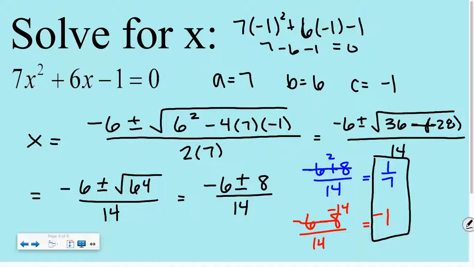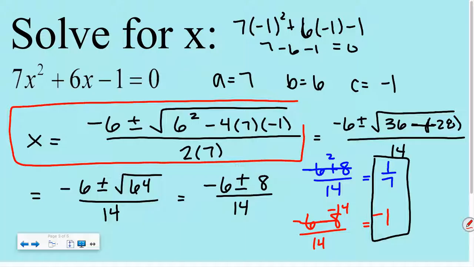The work I want to see: you've got to show me the A, B, and C that you plug in. I want to see that step. And I want to see this step, what it looks like after you have that all simplified, where I have negative 6 plus or minus the square root of 64. If you don't want to show me this 36 minus negative 28, I'm okay with that. You don't have to show me that work. And if you really don't want to show me this, what I have here, negative 6 plus or minus 8 over 14, I'm okay with that too. But I need this in red. That's the minimal work I want to see.